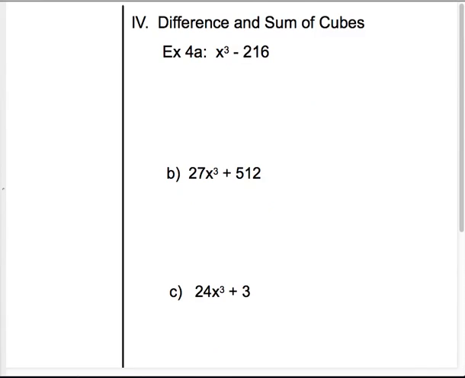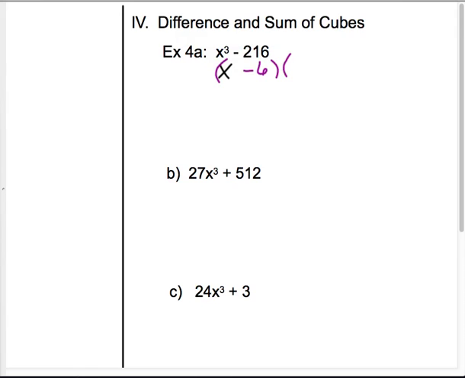Now we're going to get into the new material, difference and sum of cubes. So the first thing that you're going to want to identify when you're factoring a difference or a sum of cubes is what's the cube root of each term. Well, obviously the cube root of x cubed is x. And if you remember from your chart, or maybe this is one you have memorized, the cube root of 216 is 6. So x minus 6 becomes your binomial.